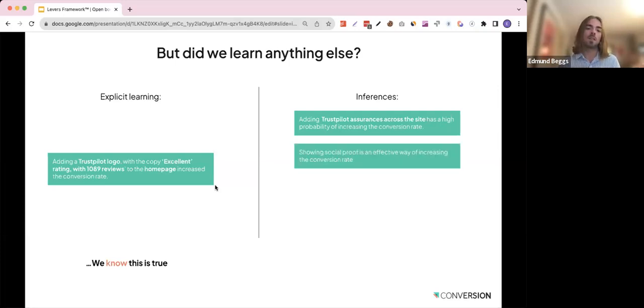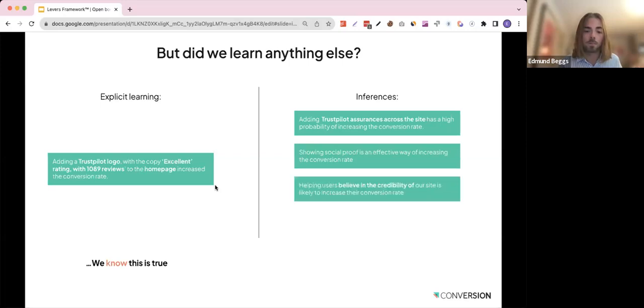So this is really where the levers framework gives us a little bit more breadth in the kind of inferences we can make, starting with our most specific description of this experiment under the levers framework, which would be that showing social proof is an effective way of increasing the conversion rate. That is, appeals to people like you as the customer, other people who have had good experiences with the product or service as a means to persuade you that it's a viable service, to reassure you in terms of the trust that might be there.